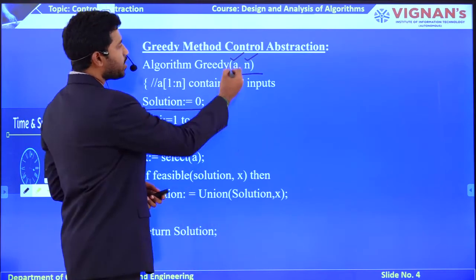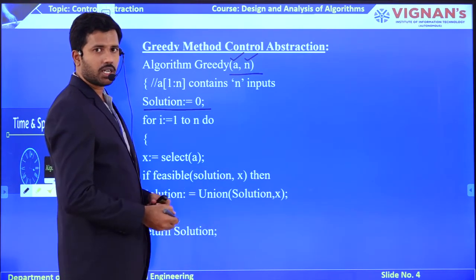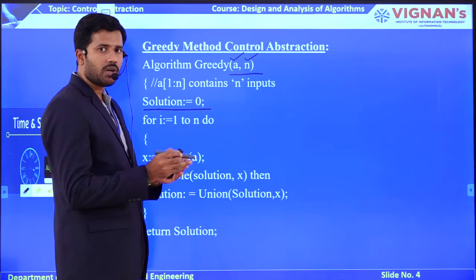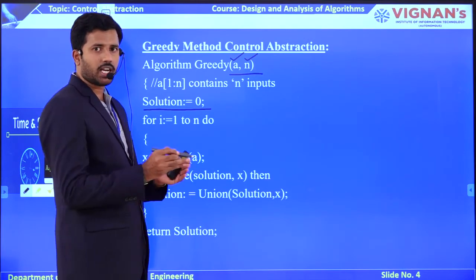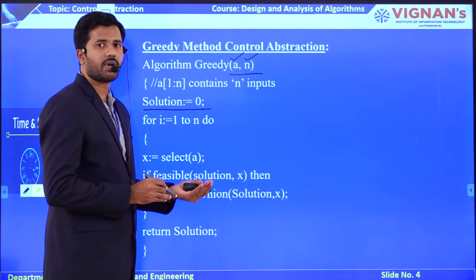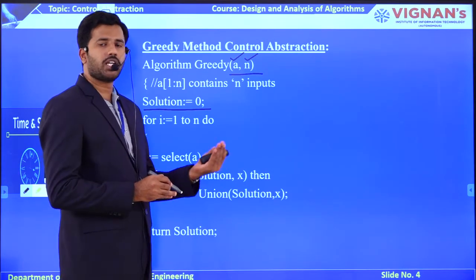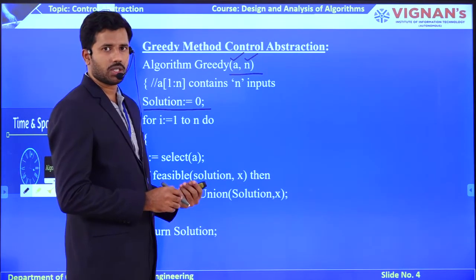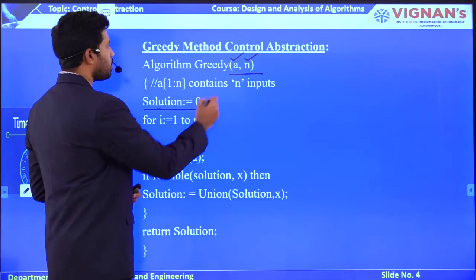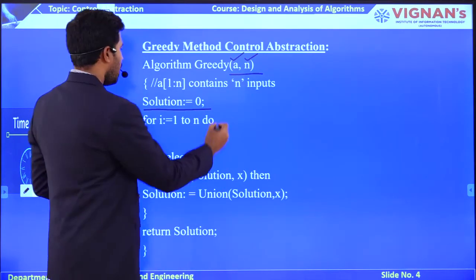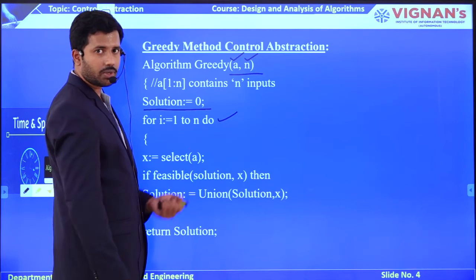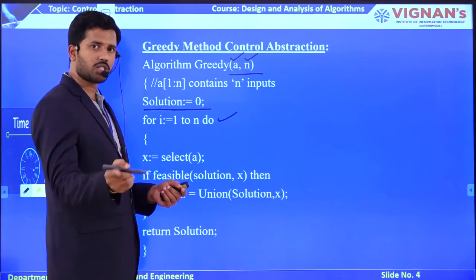So array contains how many number of possibilities? N number of possibilities. Ultimately you need to trace all the n number of possibilities, then only you can choose which possibility is going to generate the optimal solution. So for the purpose of tracing all the n number of possibilities, I require a for loop which is starting from 1 to n, from first possibility to last possibility.